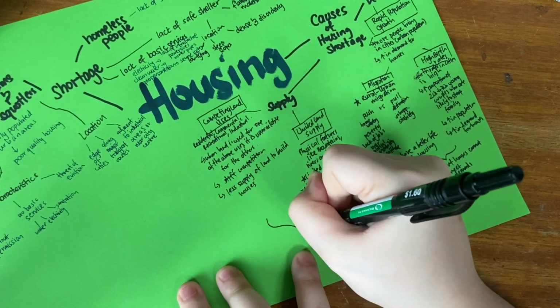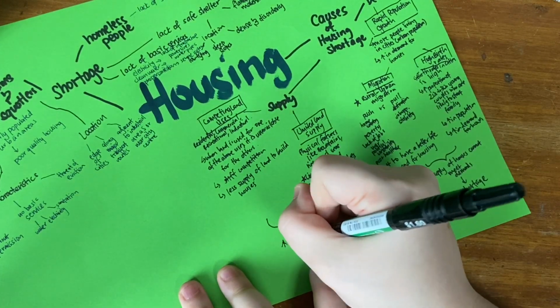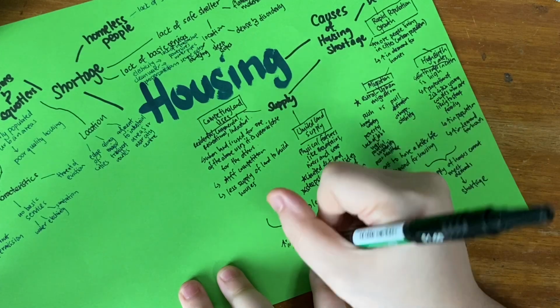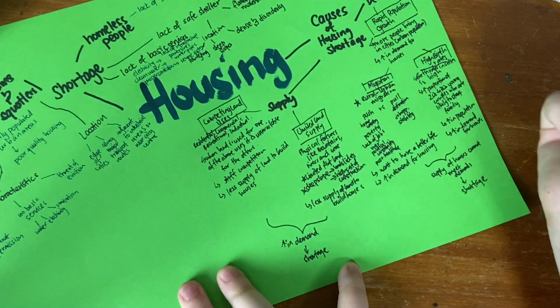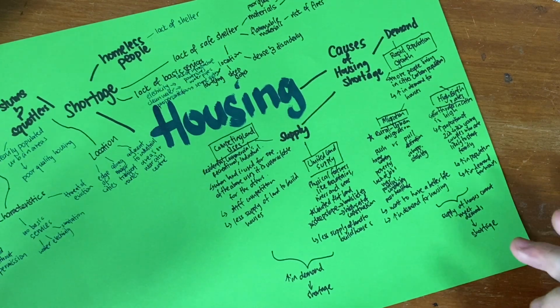So these two add together, you know the demand will not increase, right? And then when there's an increase in demand, then there is shortage, which is why there is housing shortage. That is all for causes.